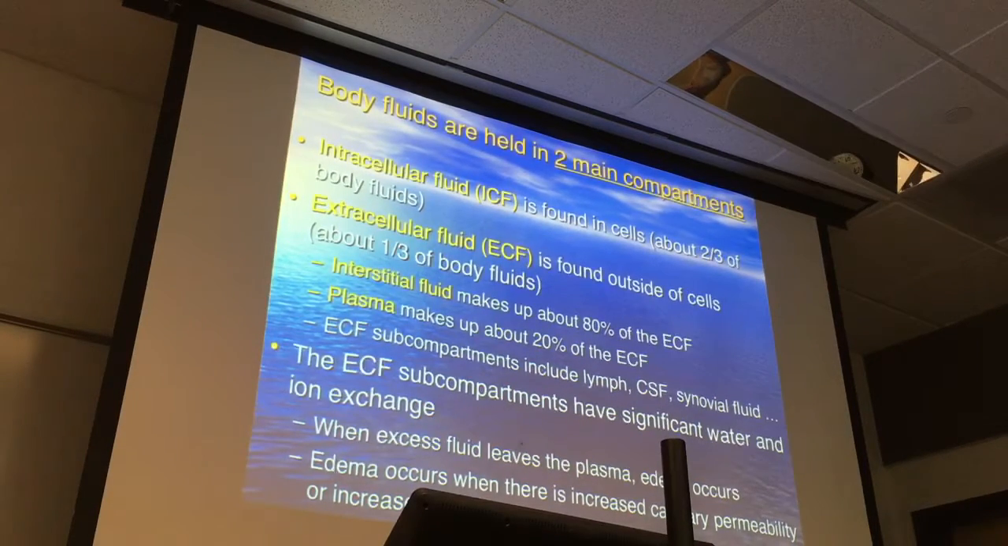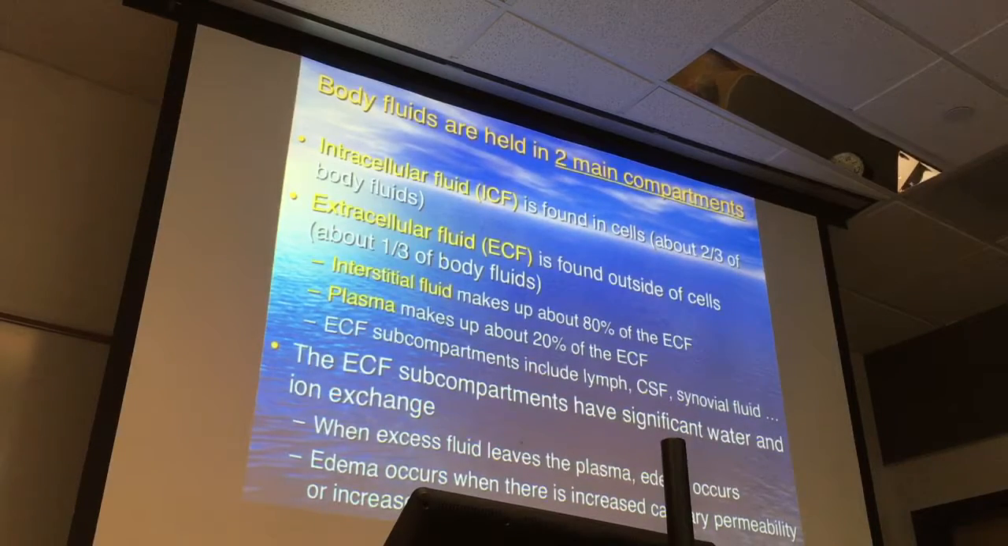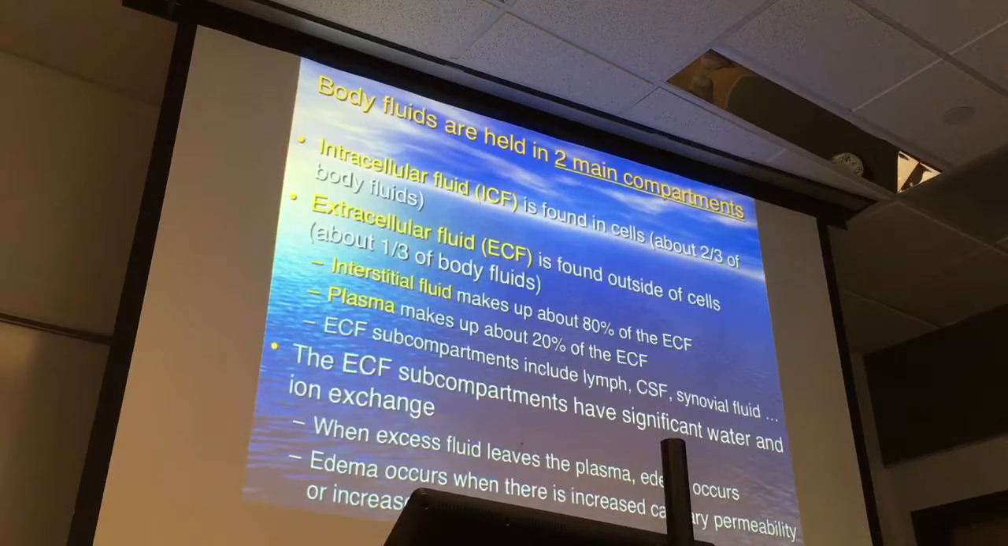Okay, ECF subcompartments have a significant water and ion exchange. Why is there a lot of ion exchange between them? They go through capillaries, which have a large surface area. Remember, we have 10 billion capillaries and capillary beds. That's a huge surface area. So water can leave the plasma and go into interstitial fluid. Water can leave here and go into there quite easily, okay?